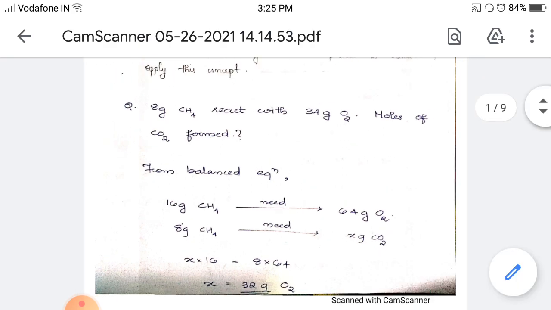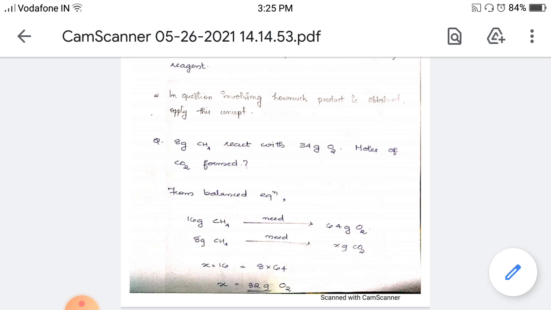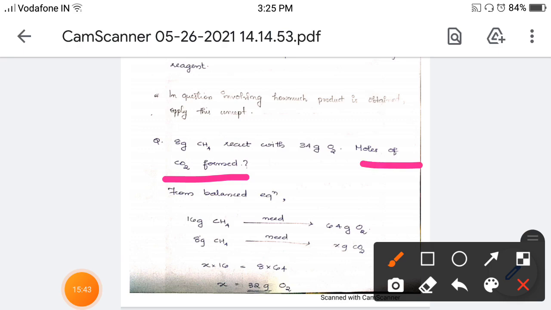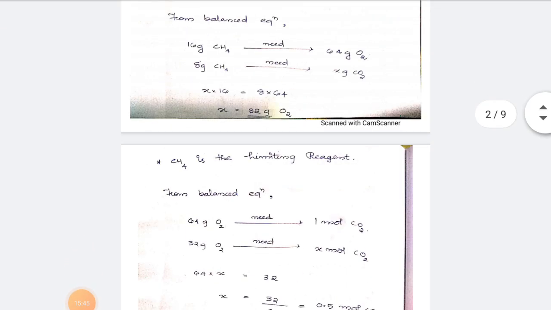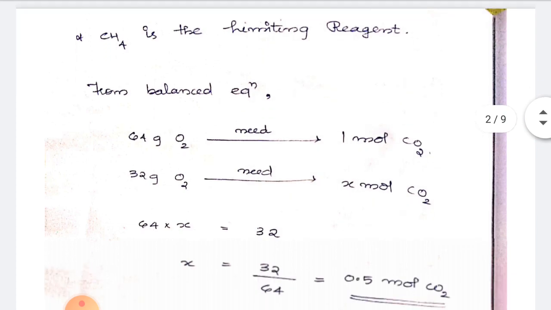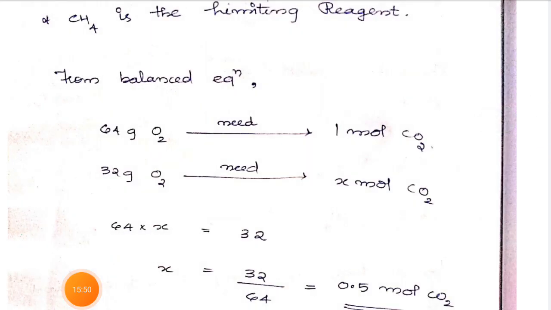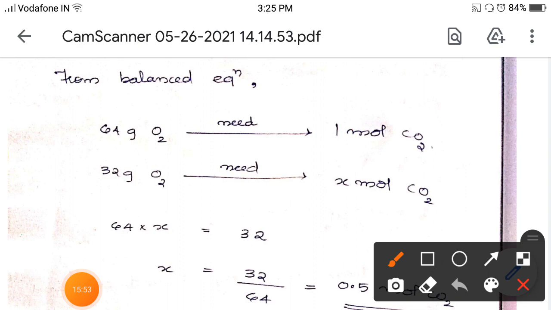Then we have to find out the moles of carbon dioxide formed. That is the question here. Okay, fine. So CH4 is the limiting reagent. There are some simple questions asked for NEET. With your mental ability, you can solve those questions if you know these stoichiometric calculations very thoroughly.